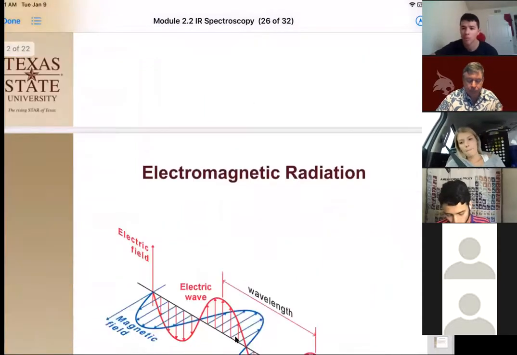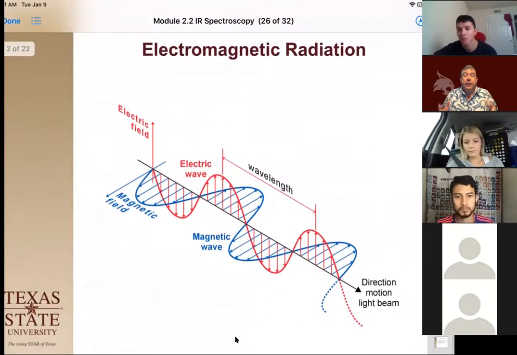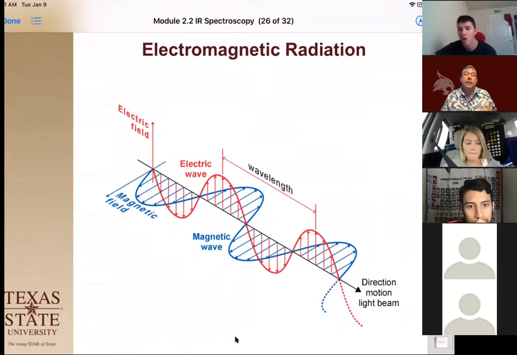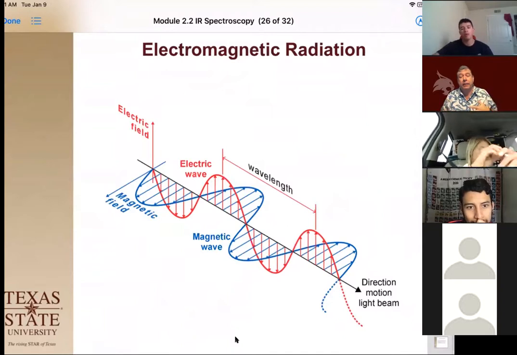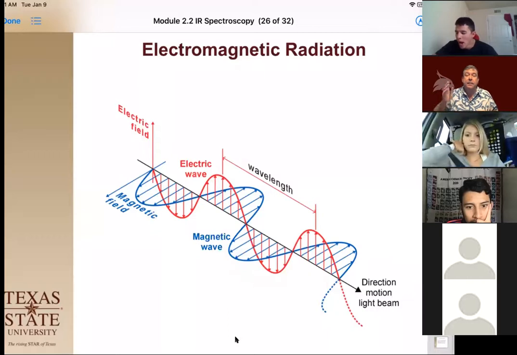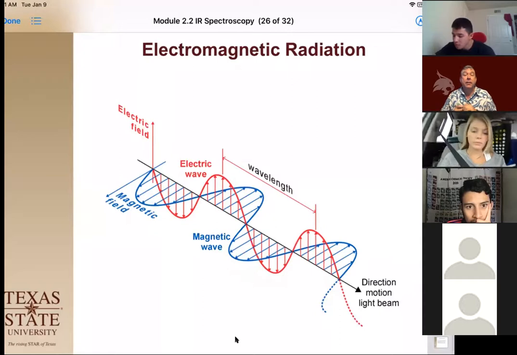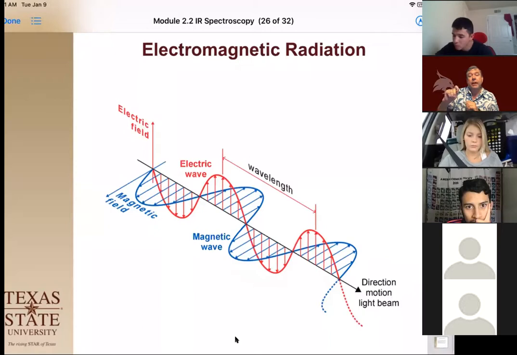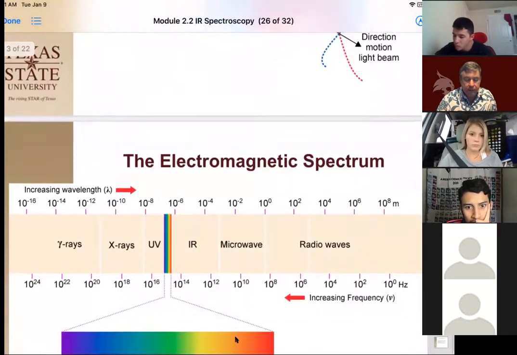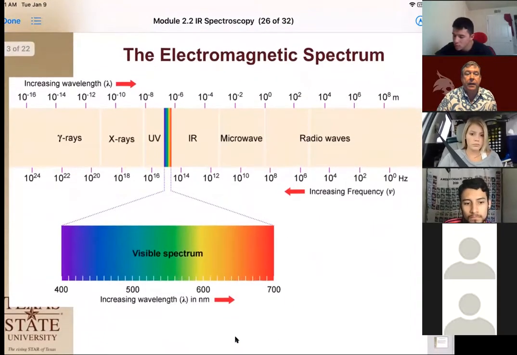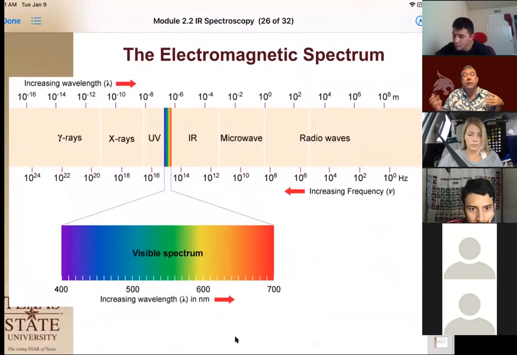Okay. So, as you might know, light is a form of electromagnetic energy. Okay, and so it has an electric component and it has a magnetic component. And because it has this electric component and this magnetic component, it can interact with matter, especially things with polar bonds. The more polar the bond, the more likely it is for that field to react with those materials. Okay, so the electromagnetic spectrum goes from very high frequencies to very low frequencies.